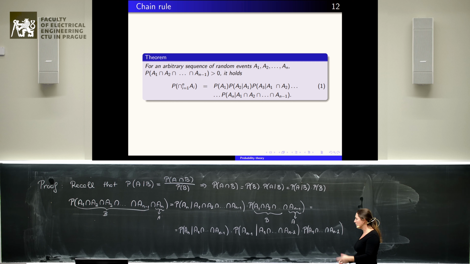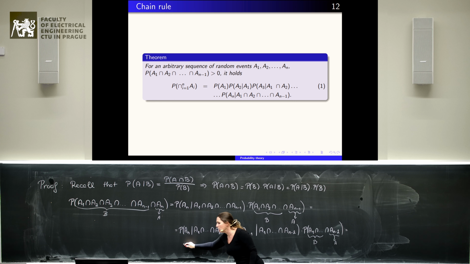And we can continue in this way. Again, we can denote the last event to be the event A, the previous events intersected to be the event B, and so on and so on. In this way, we go up, and we will get exactly the relation in the theorem.